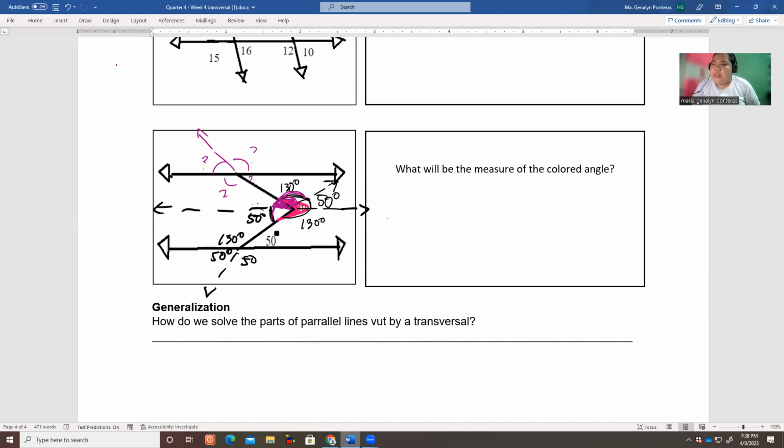360, that also 130. Could give you 130. Pero wala tayong makitang portion for 50 and 130. So for our 130, that would be what? I think that's 20, 110.